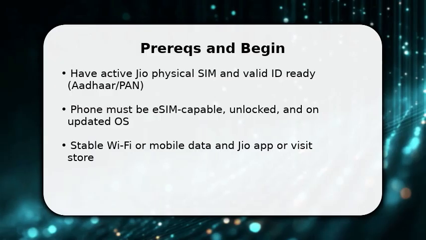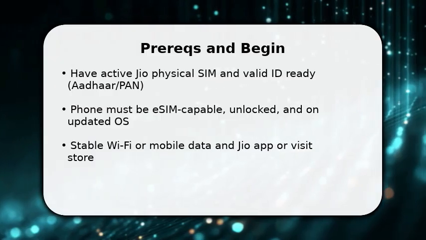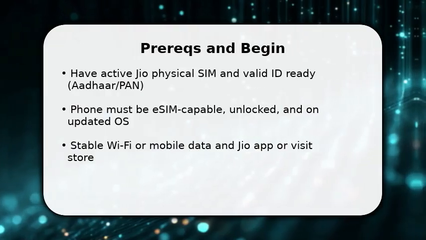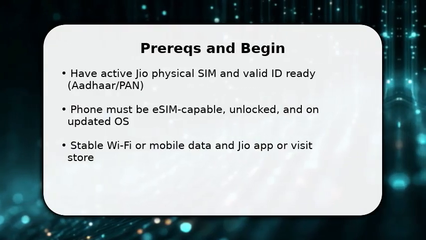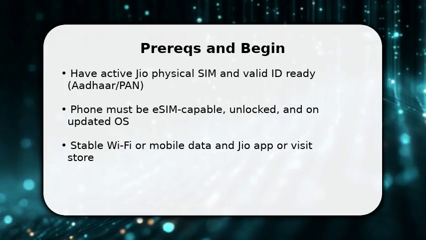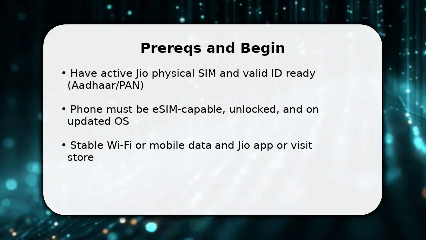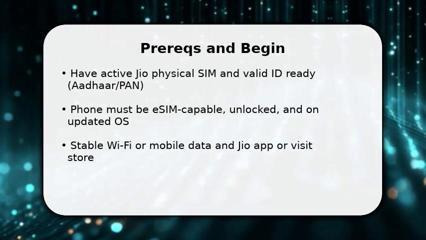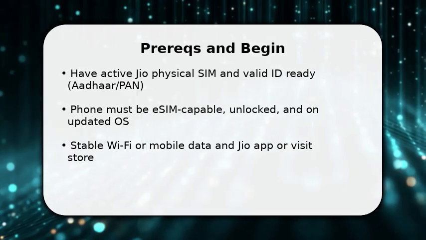You start by confirming device compatibility and identity. Those two checks save time. Once done, open the MyGeo app or head to a Geo store if you prefer in-person service. Make sure your physical Geo SIM is active because Geo verifies your existing number before issuing an eSIM. You'll also need a government ID for KYC.